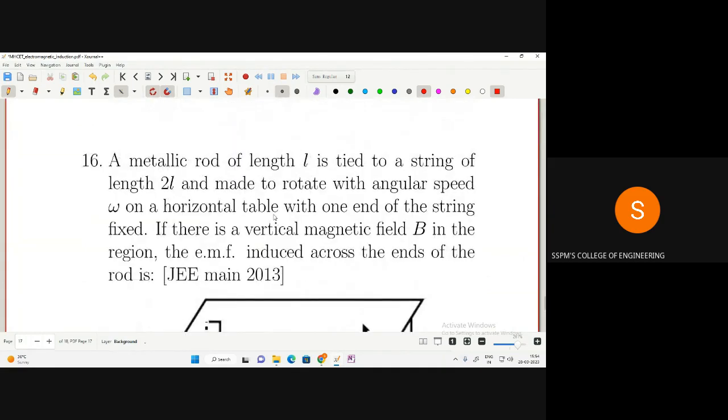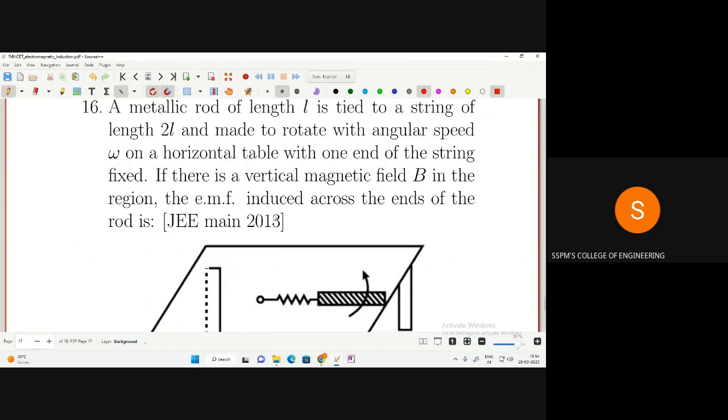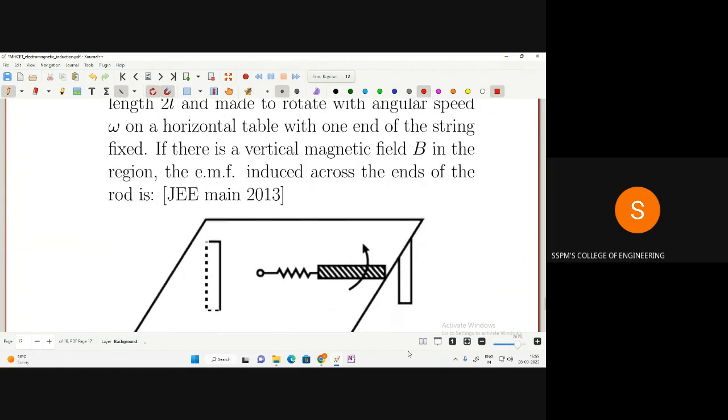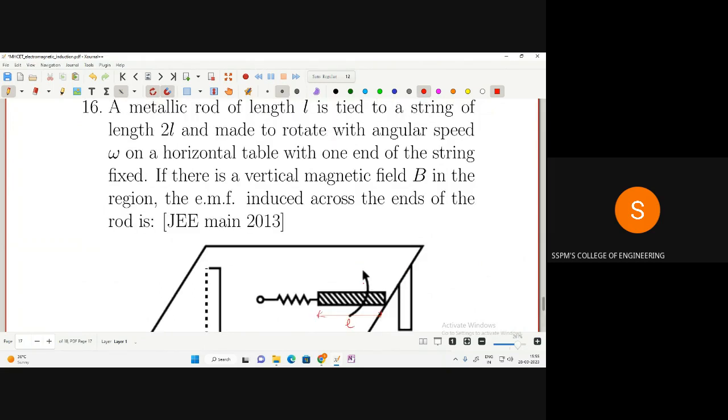ते काय दिलेलं बघा, a metallic rod of the length L is tied to a string of length 2L. You try to understand the experimental arrangement, then only you can solve. One rod is given here, its length is L. याची लेंथ किती आहे रॉडची? L आहे. आणि हे जे स्ट्रिंग आहे त्याची लेंथ आहे 2L आहे.